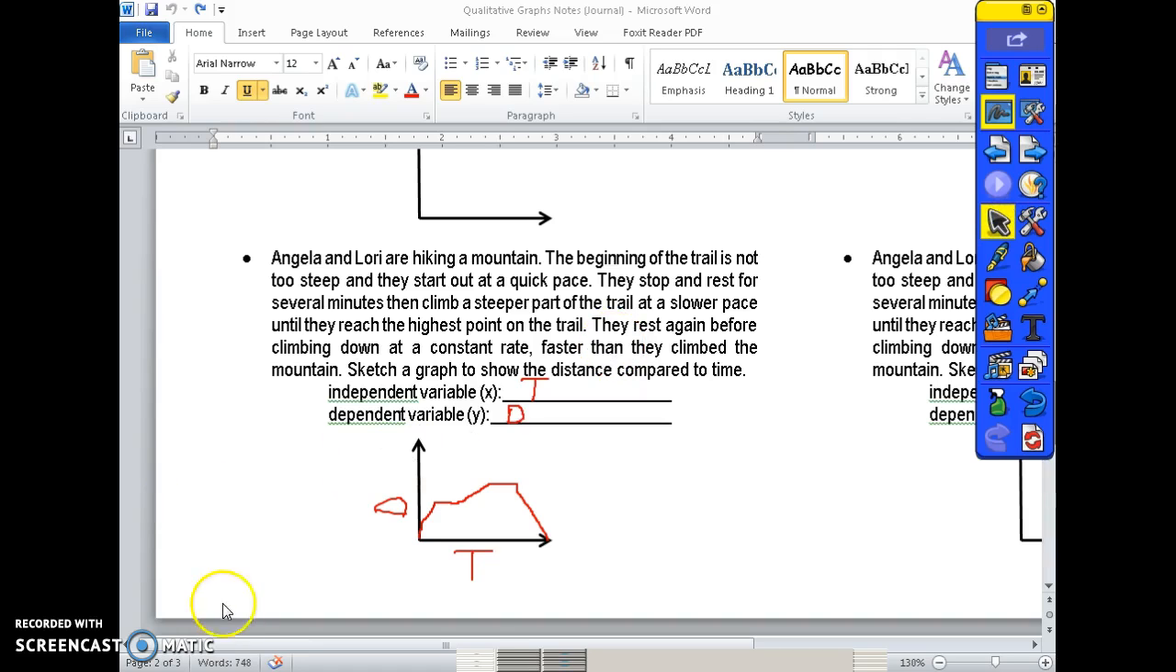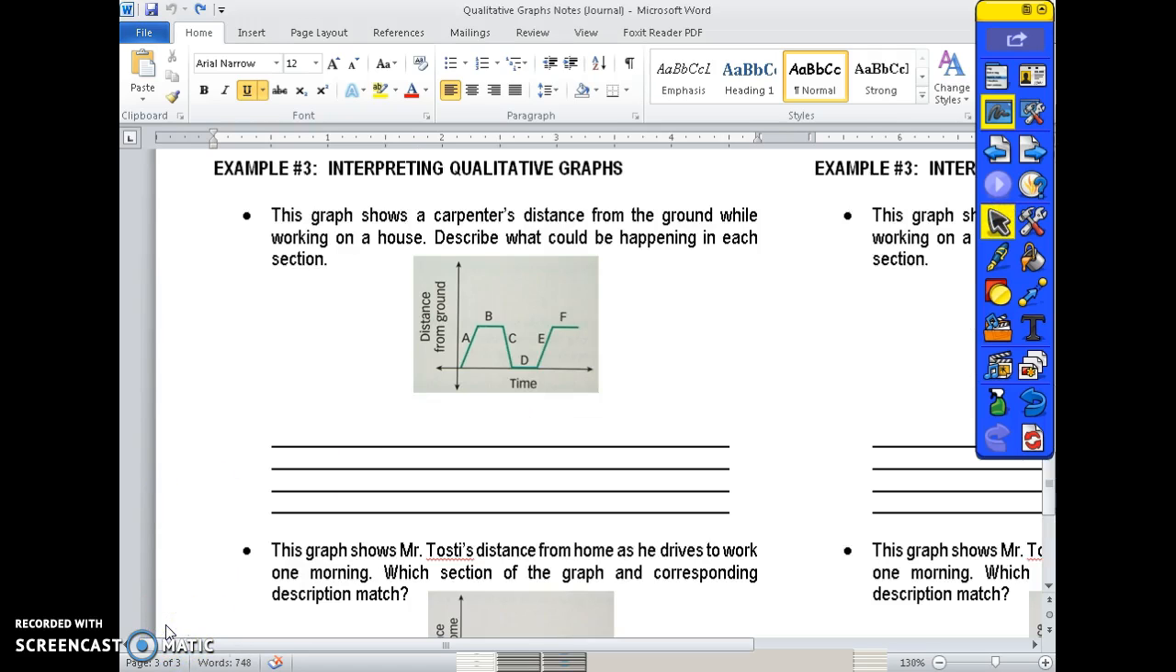Alright, let's look at page 47. So on page 45, we talked about analyzing graphs. On page 46, we learned how to sketch the graphs. And now on page 47, we're going to talk about how to interpret qualitative graphs. So this graph shows a carpenter's distance from the ground while working on a house. Describe what could be happening in each section.